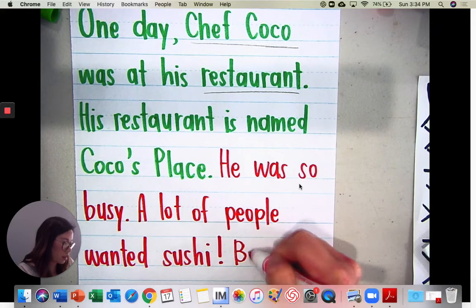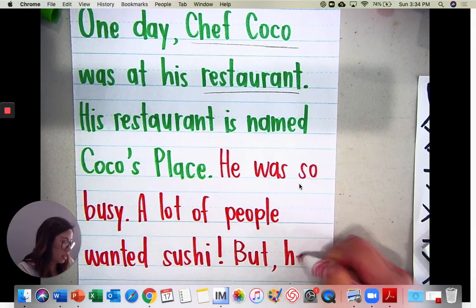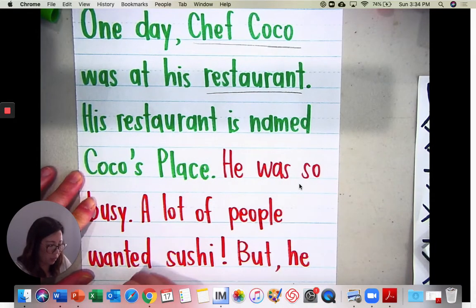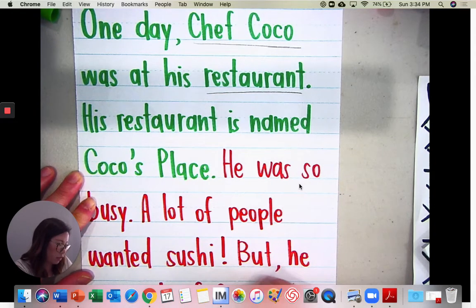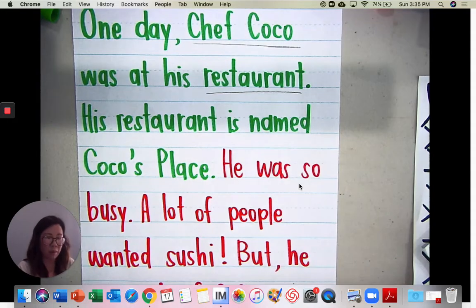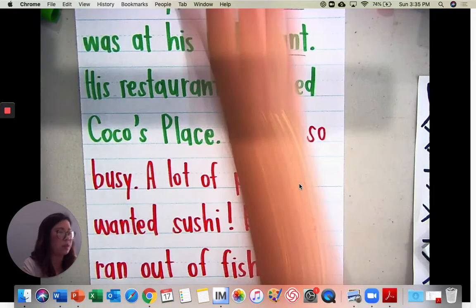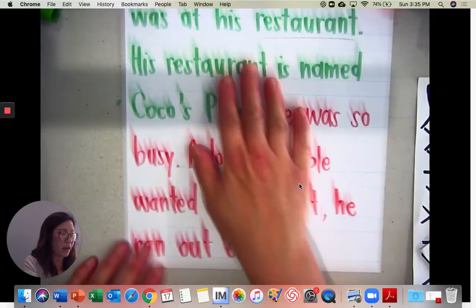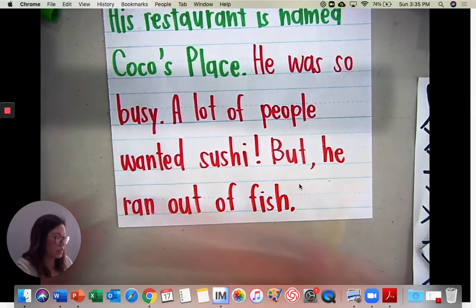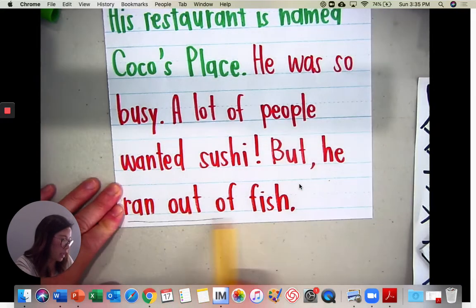But he ran out of fish. Okay, so that again is my problem. And let me move this up so that you can see. So he ran out of fish. So that is my problem here, and I'm going to underline that, okay?